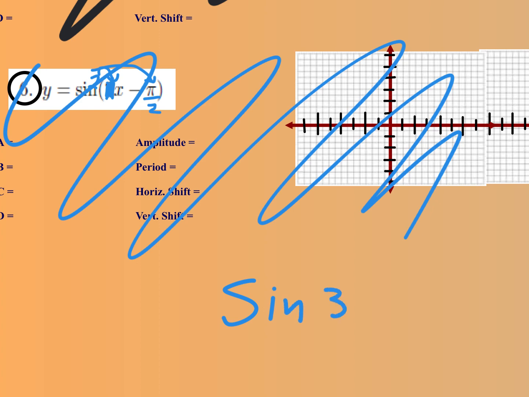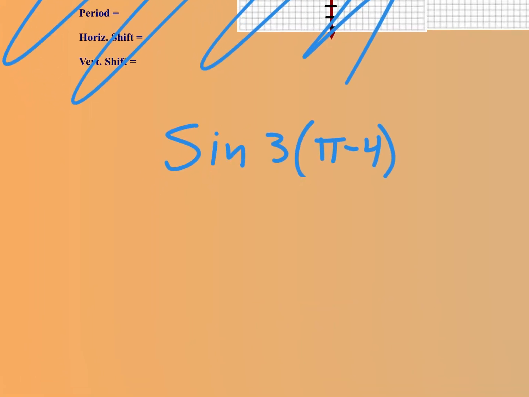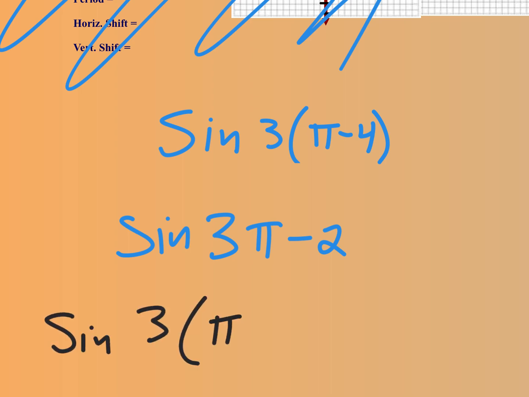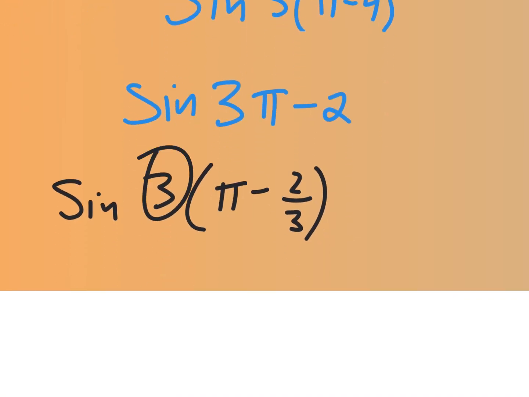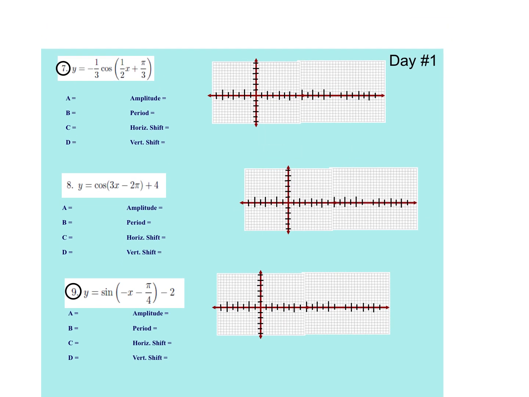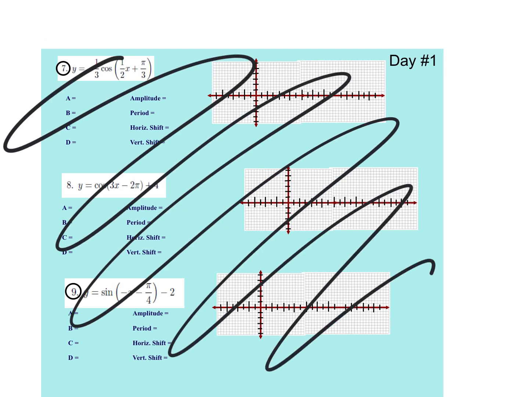If I have sine of 3 pi minus 4, it's already factored. Yay, that one's good. But if you have one like this, sine of 3 pi minus 2, you have to factor the 3 out of that and make it like this: sine of 3 parentheses pi minus 2/3, so that you can get this factored out to the front. It needs to be factored, otherwise things won't work. Okay, on this page, they're just all too hard. Skip them. Too much for the first day. We'll get to it.